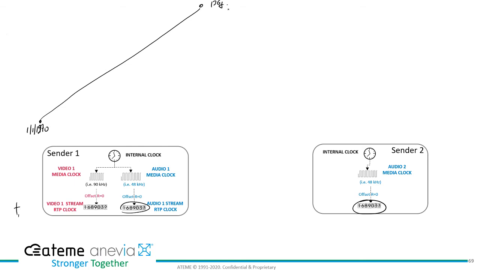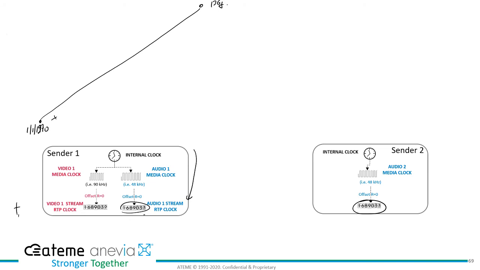On the other hand, this RTP timestamp, which is actually derived from the PTP clock here. So we're going to derive the PTP clock to the RTP timestamp. This RTP timestamp, on the contrary, wraps around every 24 hours.